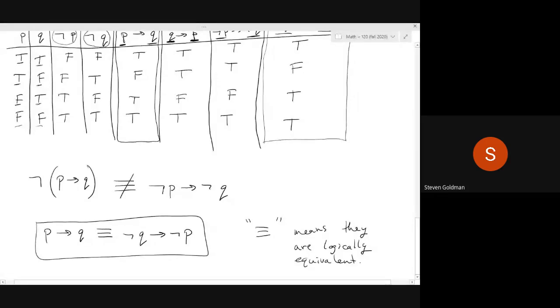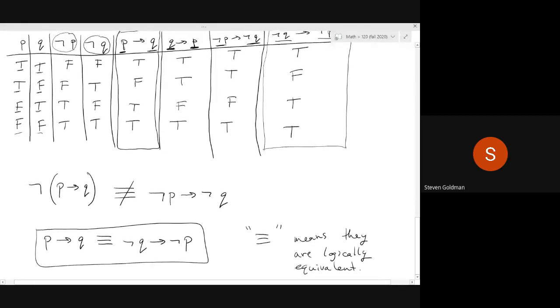Anytime two propositions are logically equivalent, we know that they will always have the same truth values. So if one is true, so will the other.